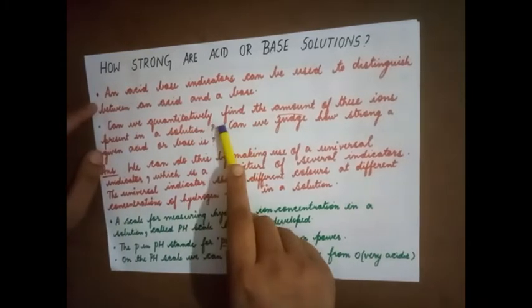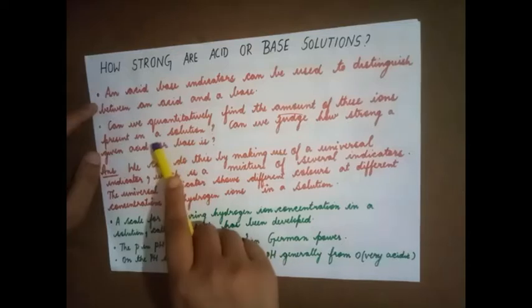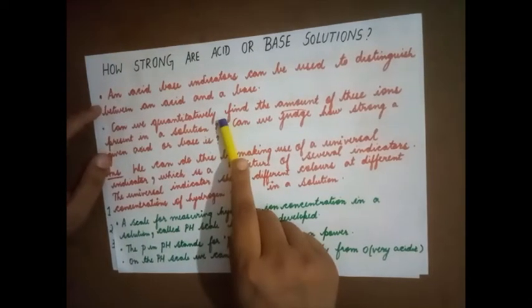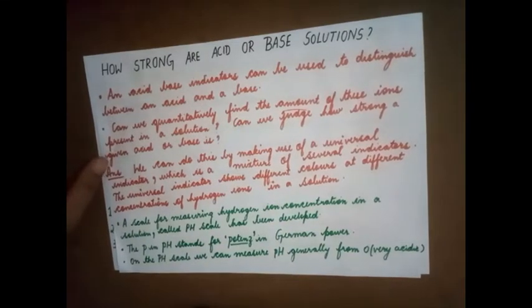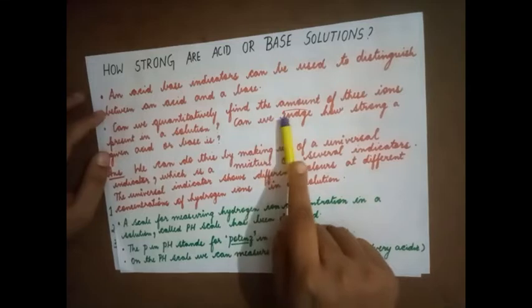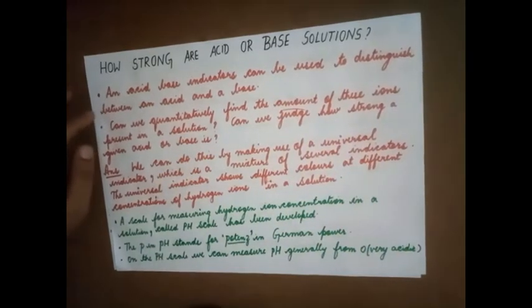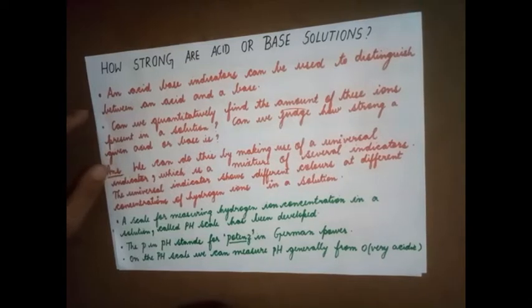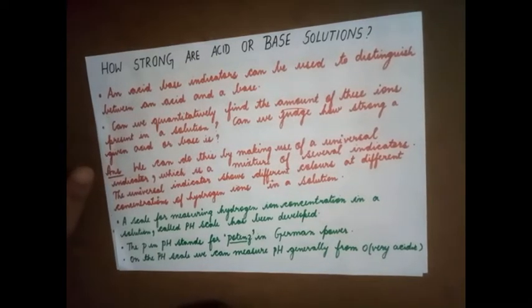Can we quantitatively find the amount of these ions present in a solution? Now, what do I mean by this? Quantitatively means what is the amount of ions present in a given solution. Okay, quantitatively is nothing but the concentration, or the amount of ions present in a solution. Can we judge how strong a given acid or a base is? So, we do have answers for these two questions.